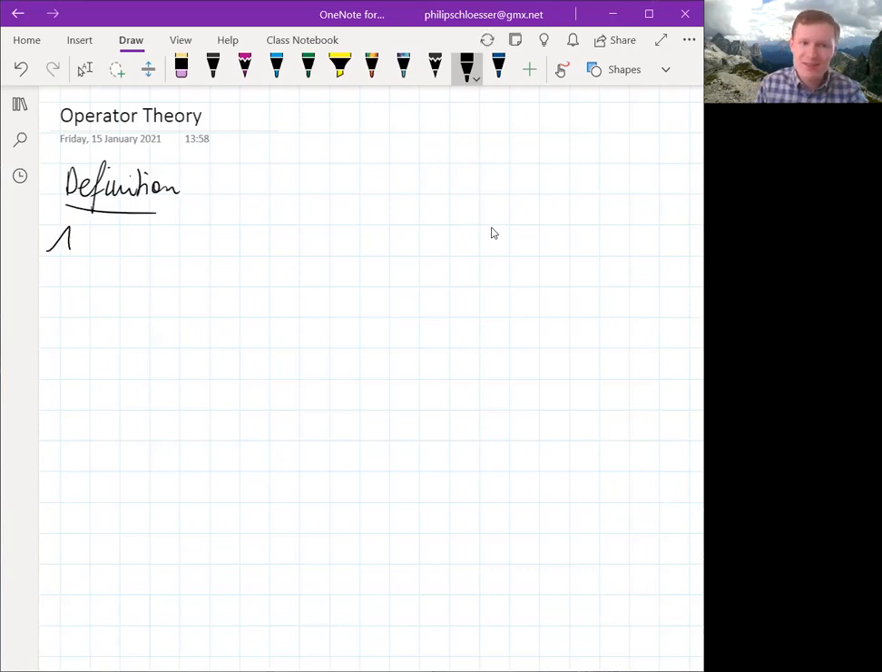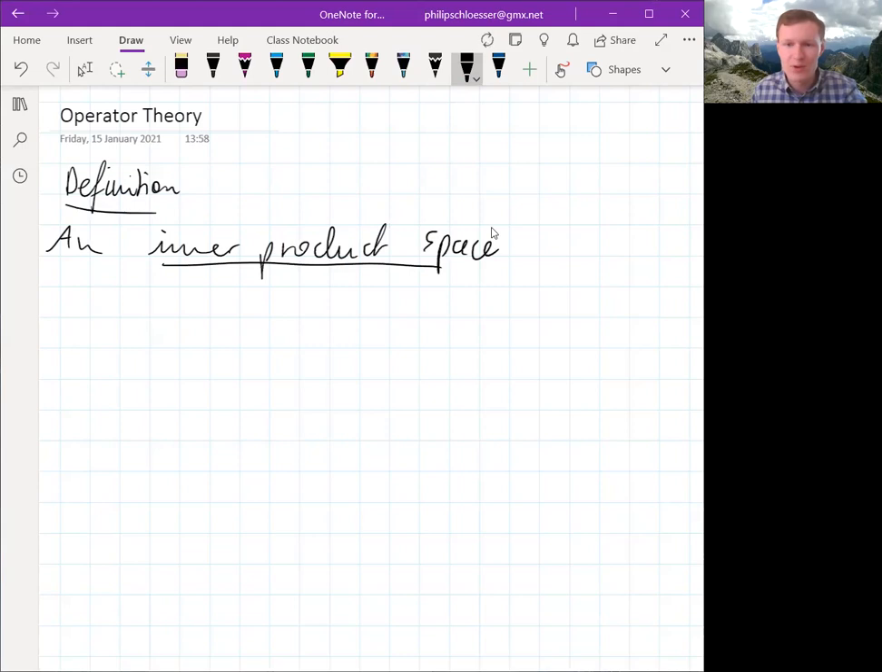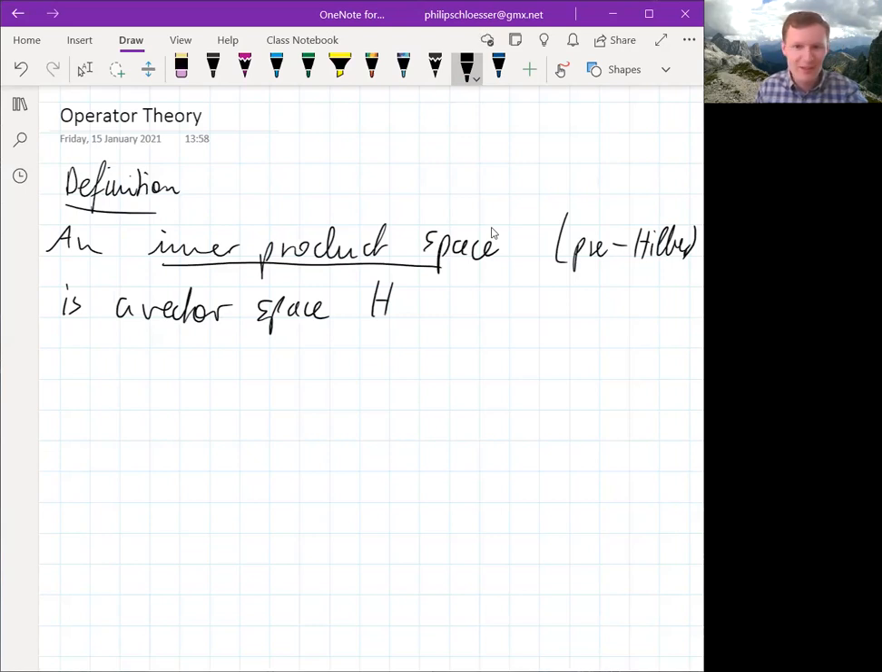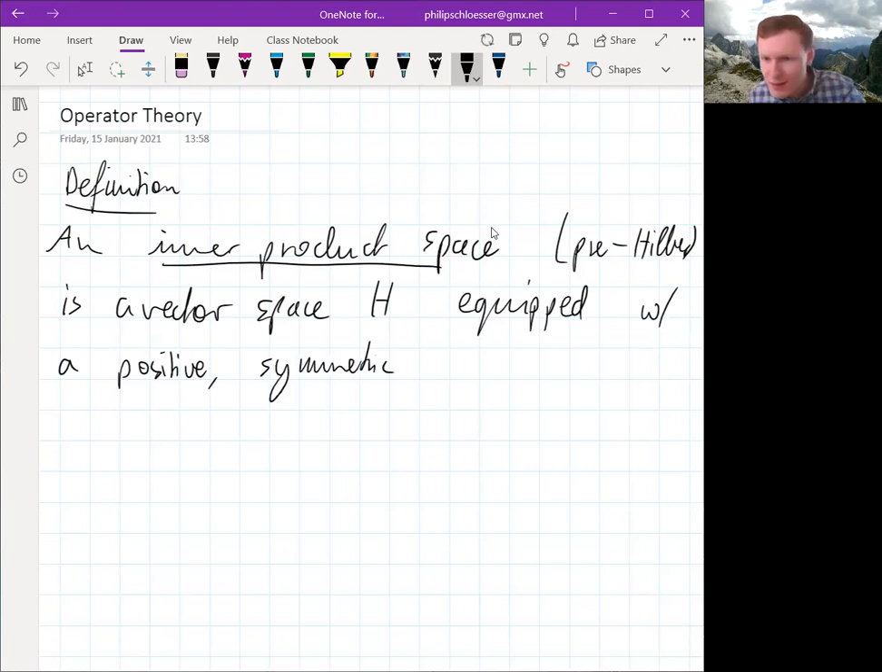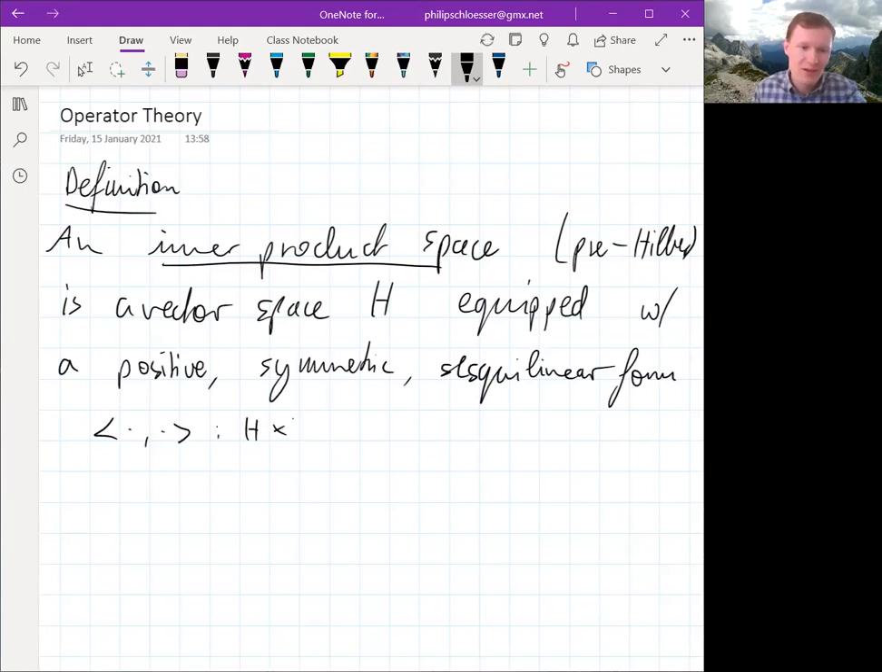We're starting with inner product spaces. Or you could also call them pre-Hilbert spaces. As a vector space, H, suggestively named H, equipped with an inner product. And what is an inner product? A positive, symmetric, sesquilinear form, called angle brackets, from H cross H to C.